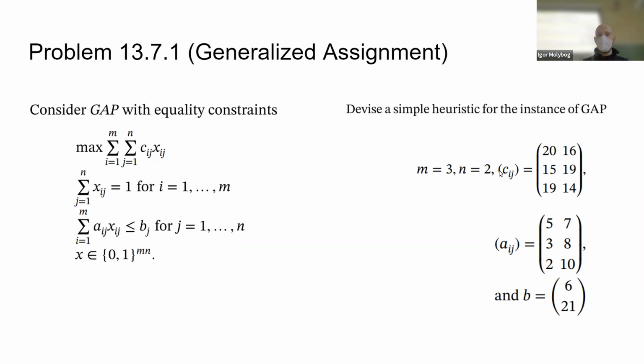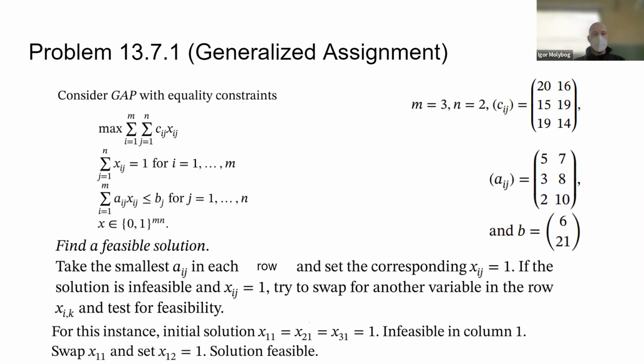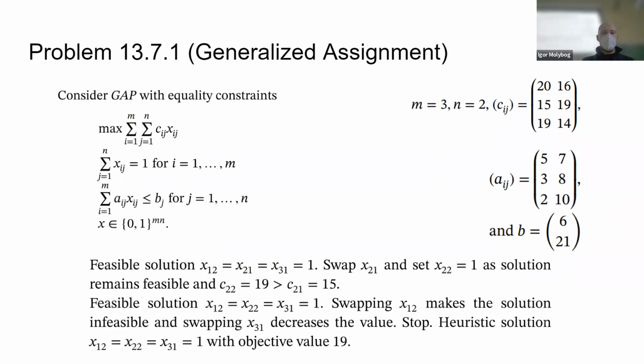We are given a specific matrix C and a specific matrix A, and the values for the vector B, and we are asked to devise a heuristic. It's kind of a vague statement for a problem, and I'm going to present how you can proceed when you're asked a question like this. First of all, a heuristic should include a way to find a feasible solution and a way to improve a feasible solution.